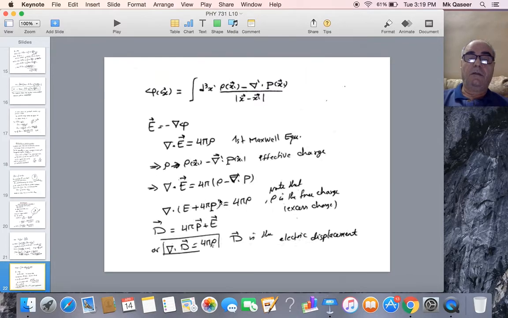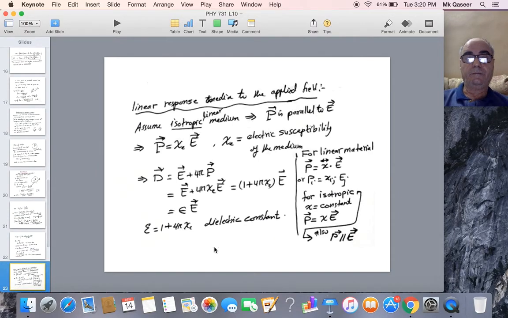The term between the two brackets, define it as D. It's the electric displacement, which is 4 pi times the polarization plus E, the electric field. Now rho in this expression is the free charge. So divergence D equals 4 pi rho free. This is Gauss's law for electric material.